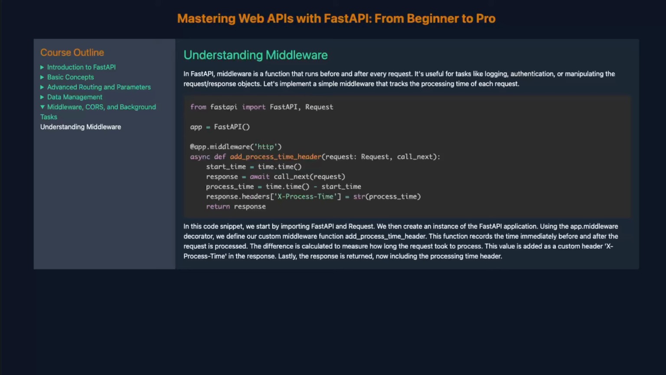The difference is calculated to measure how long the request took to process. This value is added as a custom header, X-Process-Time, in the response. Lastly, the response is returned, now including the processing time header.